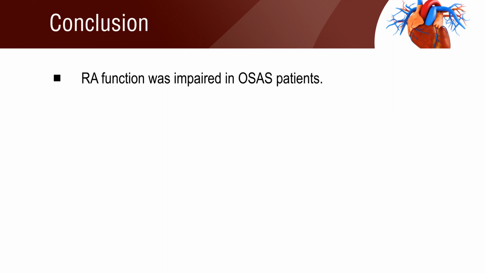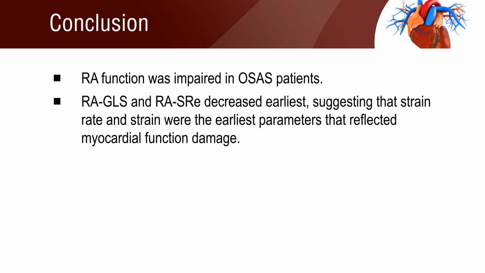The study results concluded that the right atrium function was impaired in obstructive sleep apnea syndrome patients. It was found that the right atrial global strain and early diastolic longitudinal strain rate of right atrium decreased earliest, suggesting that the strain rate and strain were the earliest parameters that reflected myocardial function damage.